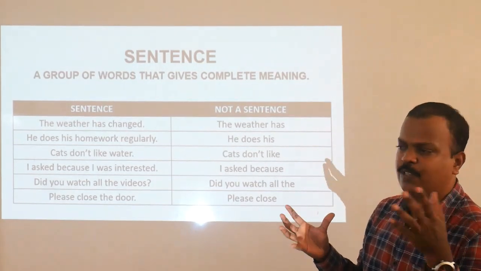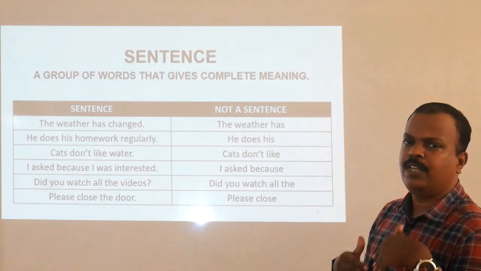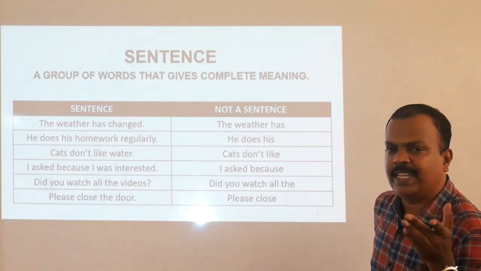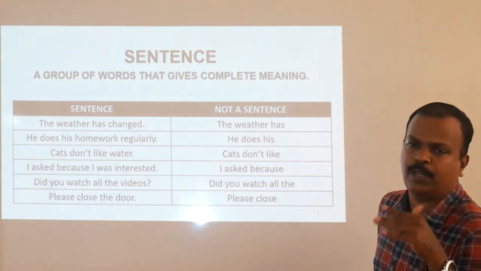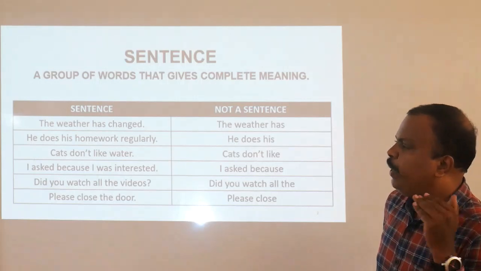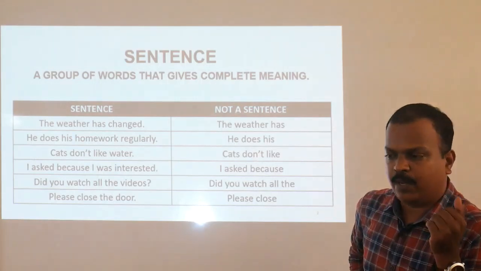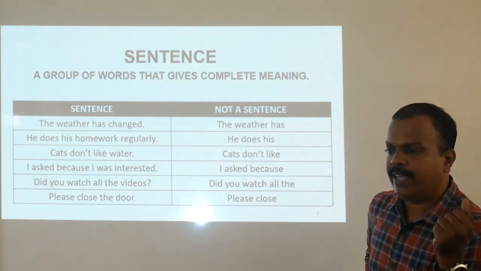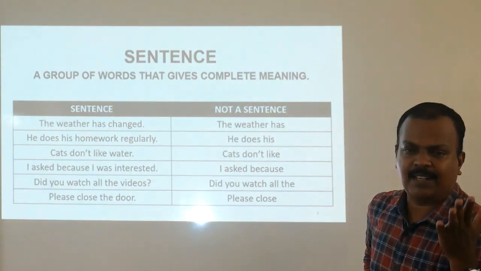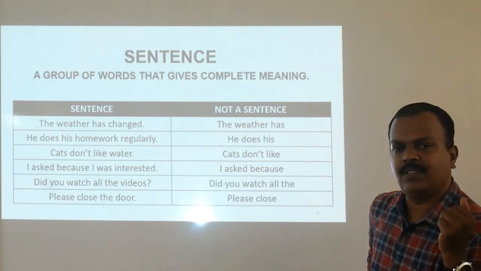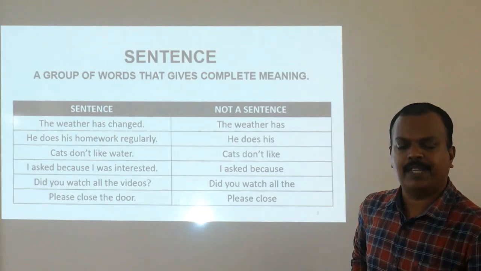Yes, your mind tells you something is missing there, something is not wholly expressed. So when you feel like that, then you are looking at an incomplete sentence, not a proper sentence. You're not looking at a good sentence. So in our communication, we need to always express our ideas in a way that makes sense. For that, we need to know how to make sentences, how to structure them.